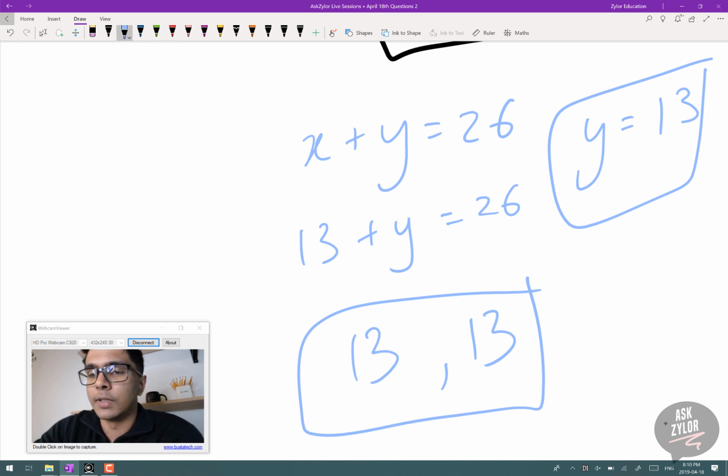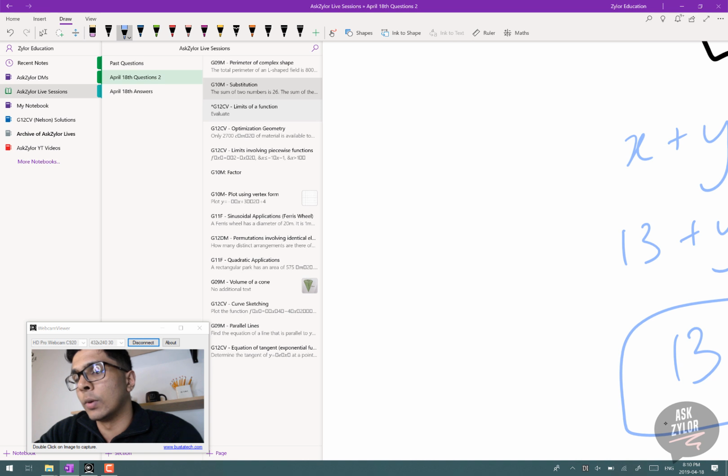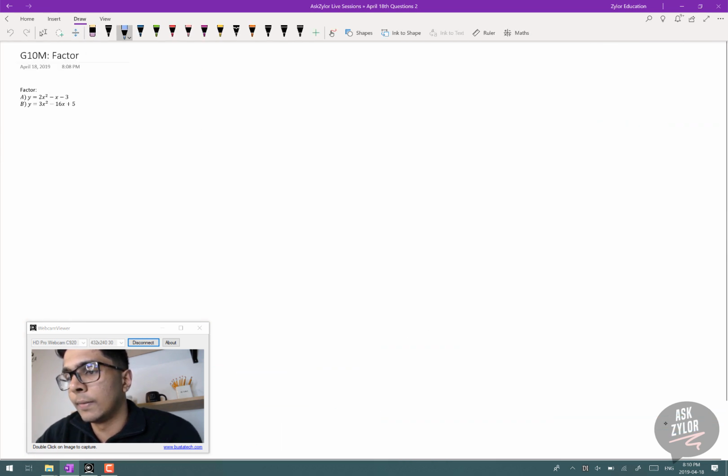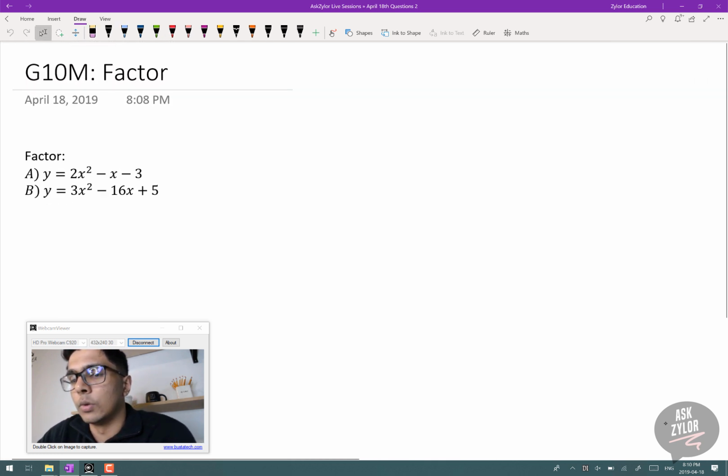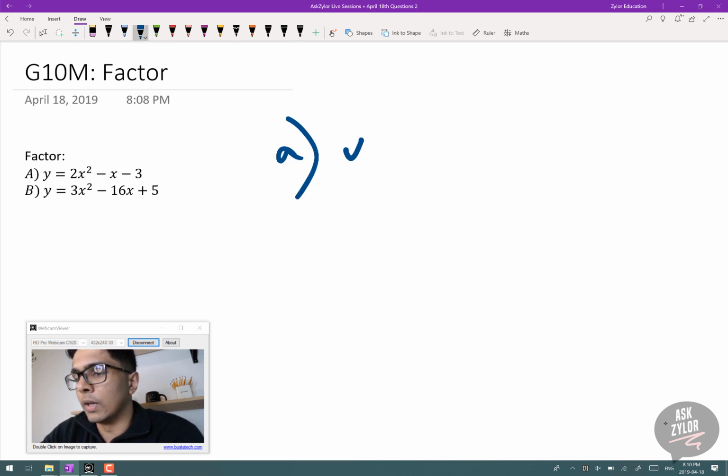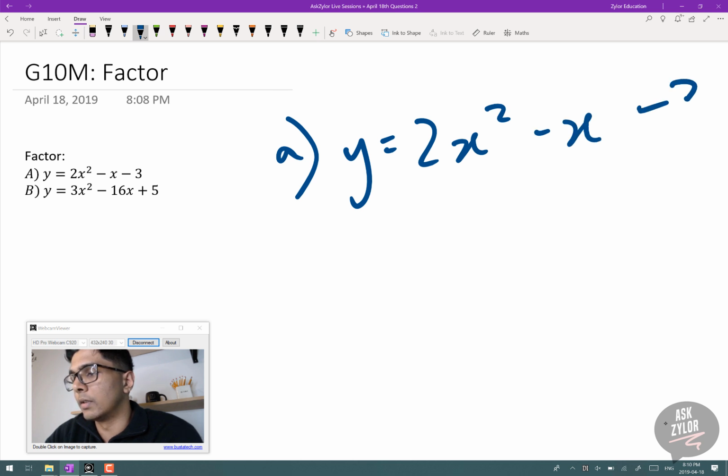Okay, so we'll move on to the next question. So there's a question asking about factoring. So let's go ahead and do that. So we have two questions. So we can factor. So let's go ahead and try the first one. So we have y is equal to 2x squared minus x minus 3.